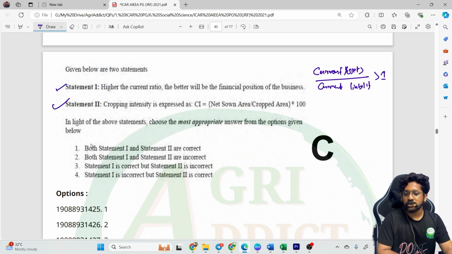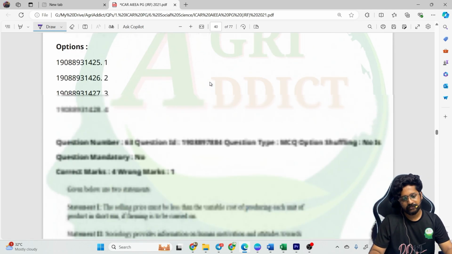What about the statement 2? The cropping intensity is expressed as net sown area divided by gross cropped area into 100, which is not actually a correct statement, right? Because the cropping intensity is nothing but the gross cropped area divided by net sown area into 100. We have worked out a question also before, so therefore statement 2 is incorrect, statement 1 is correct, statement 2 is incorrect, third one is the correct answer.